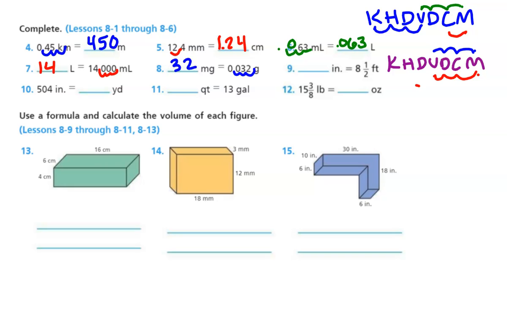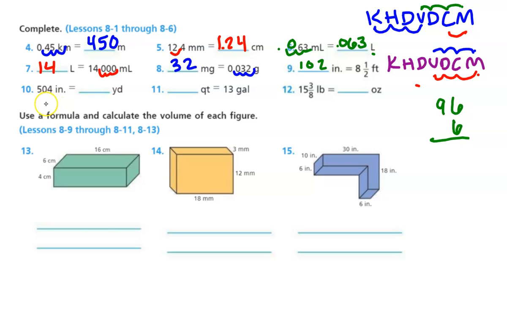And then we've got inches into 8.5 feet. Well, I can no longer use King Henry. This time I've got to use my knowledge of inches and feet. There are 12 inches in a foot, so 8 times 12 is going to be 96. And then half of a foot is going to be 6 more inches. So altogether that should equal 102 inches.